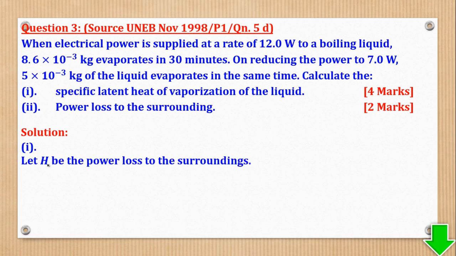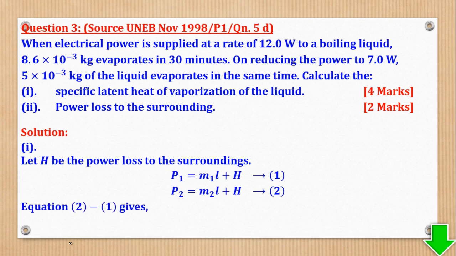So let capital H be the power loss to the surrounding. Therefore the first set gives you that, and the second set gives you that. I believe by now you know where these equations come from. This is the electrical energy supplied, rate, latent heat, heat loss. So when I subtract the two equations, I'll come up with that. The aim is to eliminate the heat loss to the surrounding. Then I can substitute.